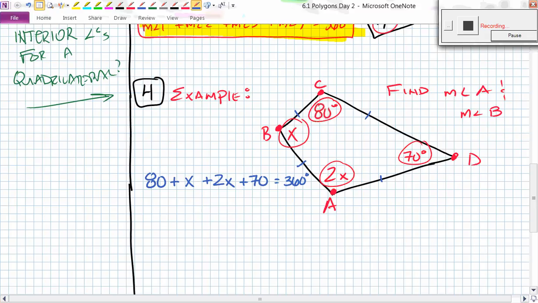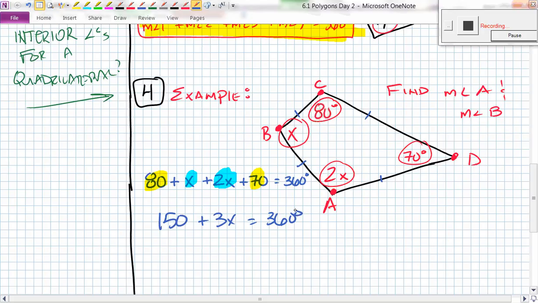Okay, what is our next step in our algebra? Michelle, where are you? What's the next step in our algebra here? Yes, what are the like terms? Yes, 80 and 70 are like terms. If I add those together, how much do I get? Yes, I get 150. Good. Does anybody see any other like terms there? The x's. If I add up this x and that x, how many x's do I have total? Yes, so plus 3x equals 360.